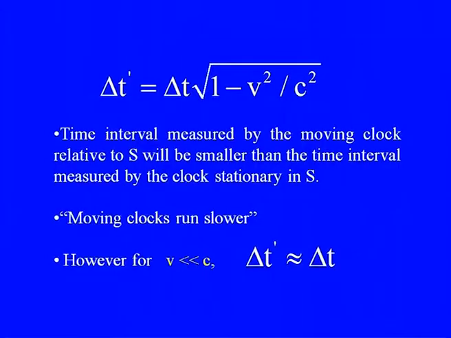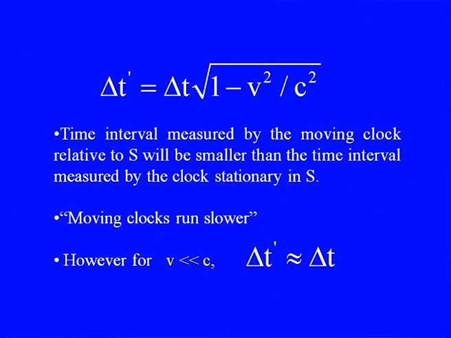Okay, now what does it mean physically? It means that the time interval measured by the moving clock relative to S will be smaller than the time interval measured by the clock stationary in S. So in other words, what we have is confirmation of the statement with which we started, that moving clocks run slower.